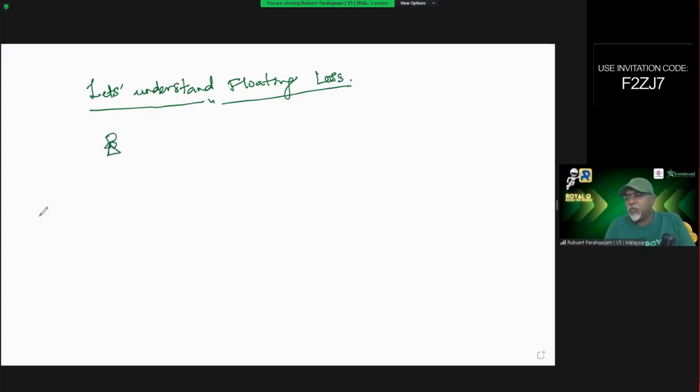Okay, this is you. And suppose you had $10,000, and you were interested to trade gold. I'll draw a gold bar here. This is a gold bar. Maybe I should change the color to look like gold. Okay, you are interested to trade gold.